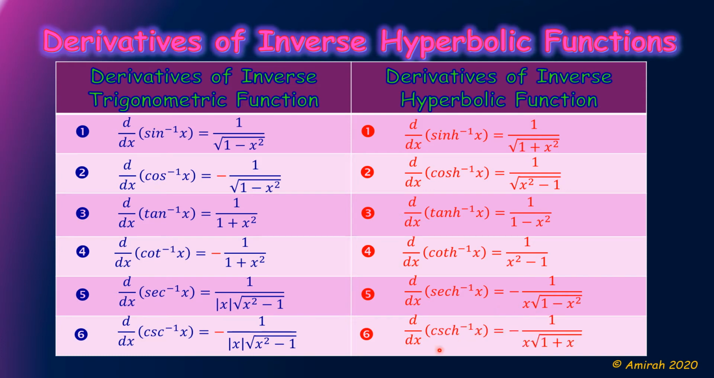And then the last formula under the derivatives of inverse hyperbolic functions is the derivative of inverse cosech x. It equals negative 1 over x times the square root of 1 plus x squared.